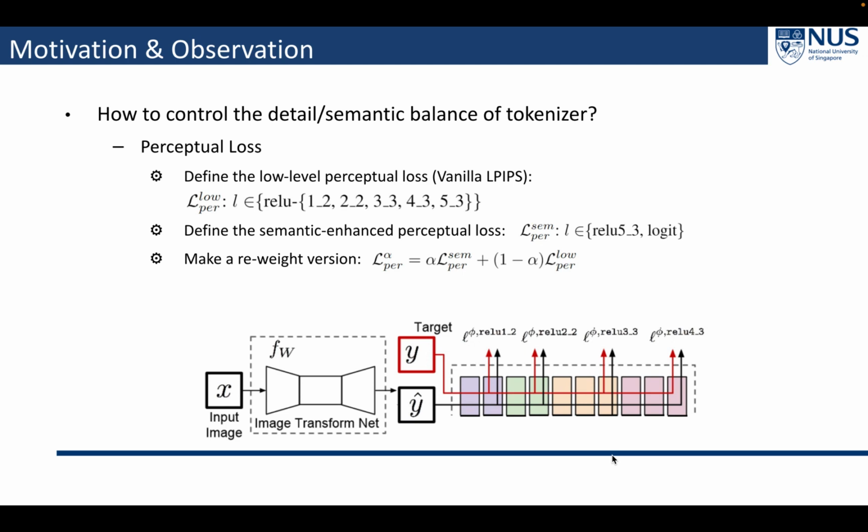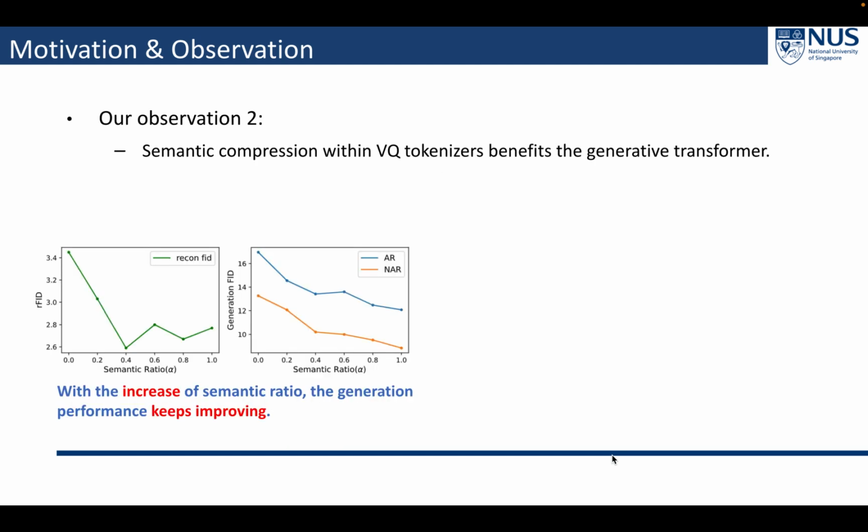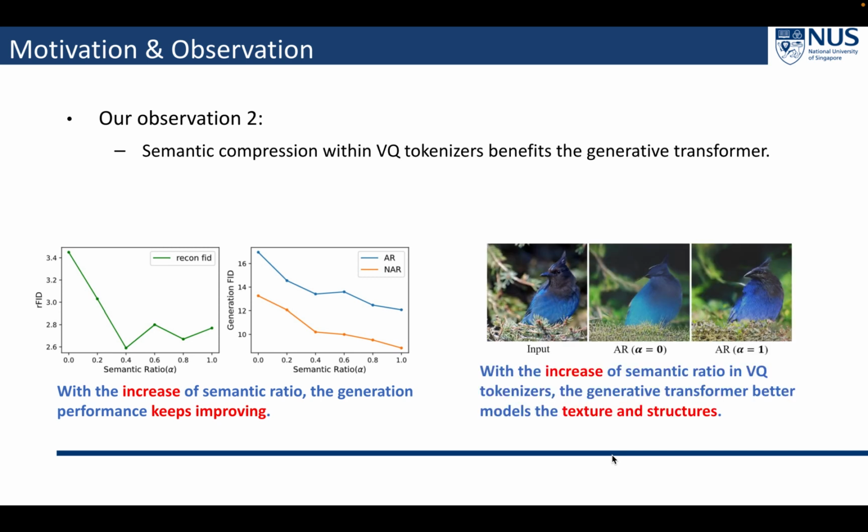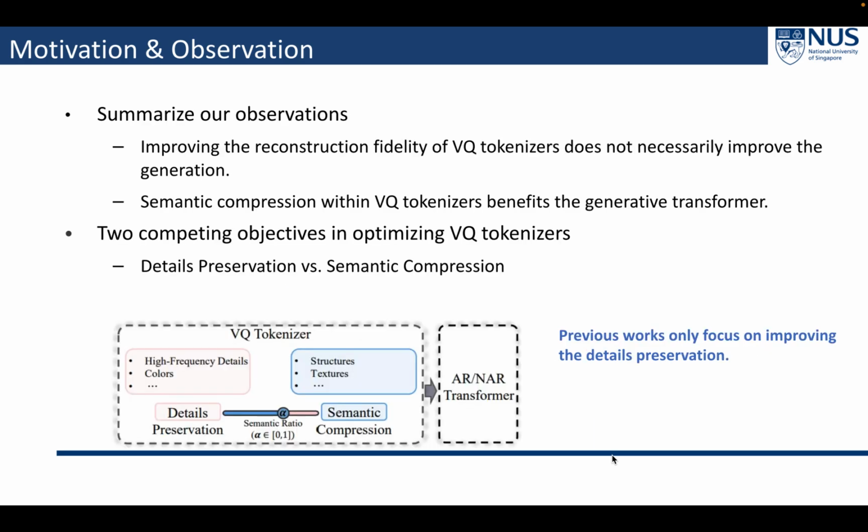In order to control the detail and semantic balance, we introduce a reversed version of perceptual loss. We can see that when the semantic ratio is increased, the generation performance keeps improving. And when we increase the semantic ratio in the VQ tokenizer, the generative transformer better models the textures and structures. So our observation revealed two competing objectives in optimizing a VQ tokenizer: details preservation and semantic compression.